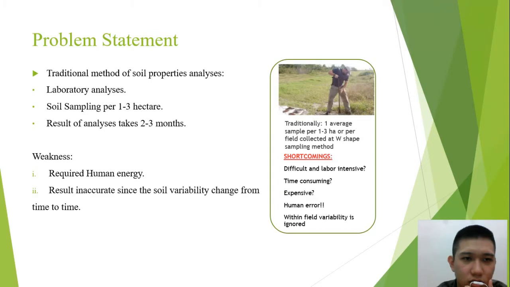Now, the traditional method of analyzing soil properties is laboratory analysis. This way of analysis collects soil samples in 1 to 3 hectares. However, the result of the analysis takes 2 to 3 months to complete. This method has a big weakness, which is that it requires human energy to collect the soil sample, and the results are inaccurate since the soil availability changes from time to time.